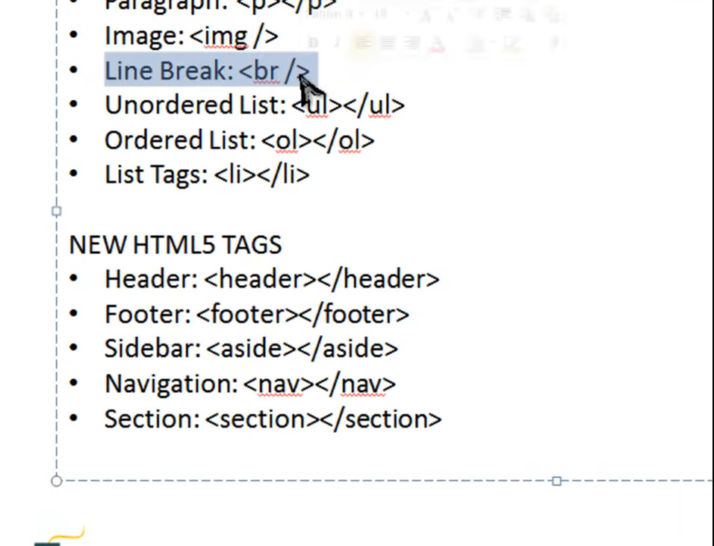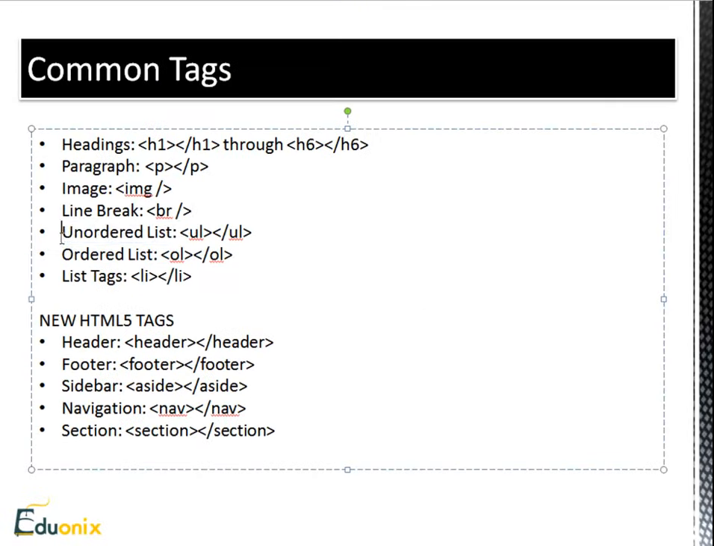A line break, what this does is just puts a space in, and you can add them. You can have as many as you want. You can add 3 line breaks, which will make a larger space below that element. Unordered lists and ordered lists. The only difference here is that the ordered lists have a number in front of each item, and unordered list just has a bullet or a dot.